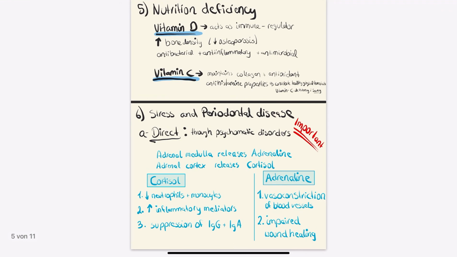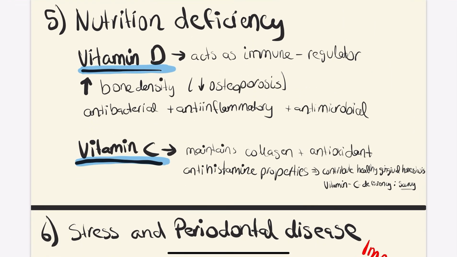Okay. Fifth, we have the nutrition deficiency. We have many types of nutrition deficiency: vitamin A, E, D, C, also B. But the important vitamin types you have to know for your exam. For our exam in the university, we concentrate on vitamin D and vitamin C.